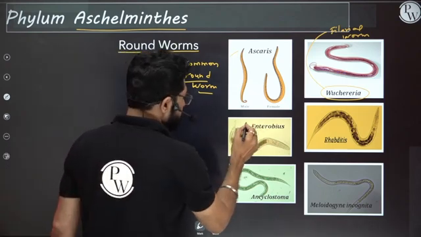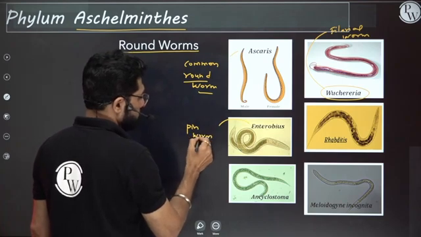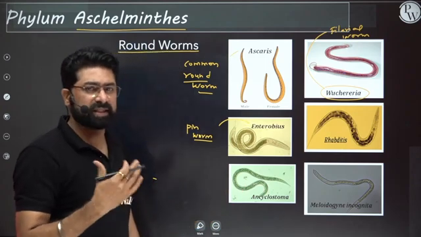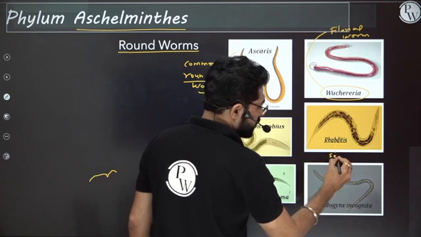This is the Anthrobius. Anthrobius is the pinworm. Okay. This is the Rhabditis. This is semi-parasitic. It is not completely parasitic.